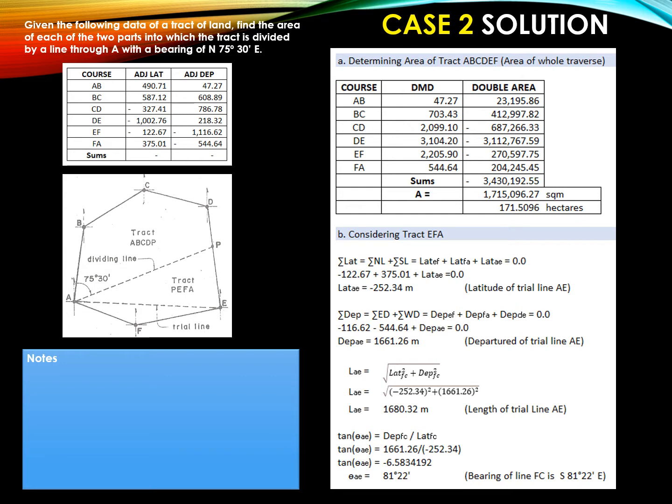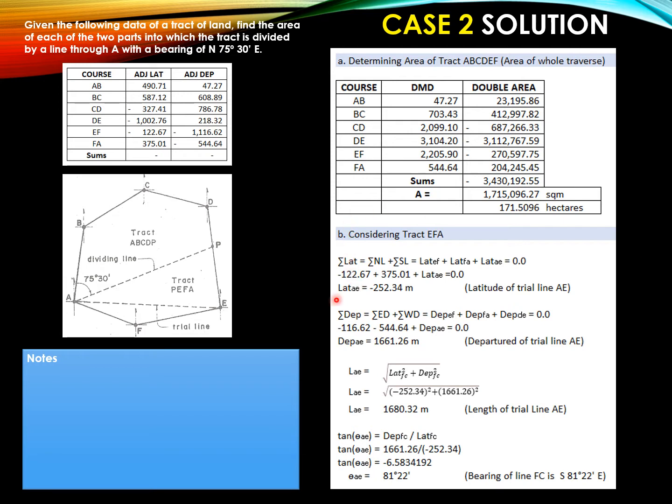Okay, first thing we need to do is to solve the area of the closed traverse, and we got this 171.1596 hectares. So, considering tract EFA, why tract EFA? Because this is the EFA. In order to get the length of this dividing line AP, we just need to know the length and the bearing of this angle line AE. We will use the triangular technique so we won't have a hard time.